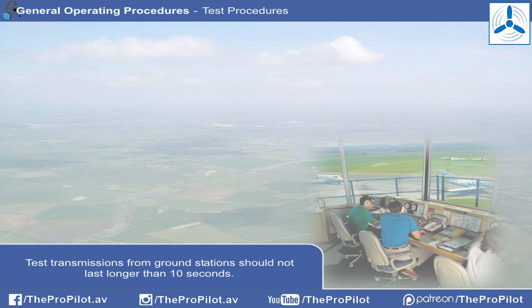When it's necessary for a ground station to make test signals, either for the adjustment of a transmitter before making a call, or for the adjustment of a receiver, such signals should not continue for more than 10 seconds, and will be composed of spoken numbers, 1, 2, 3, etc., followed by the radio call sign of the station transmitting the test signals.